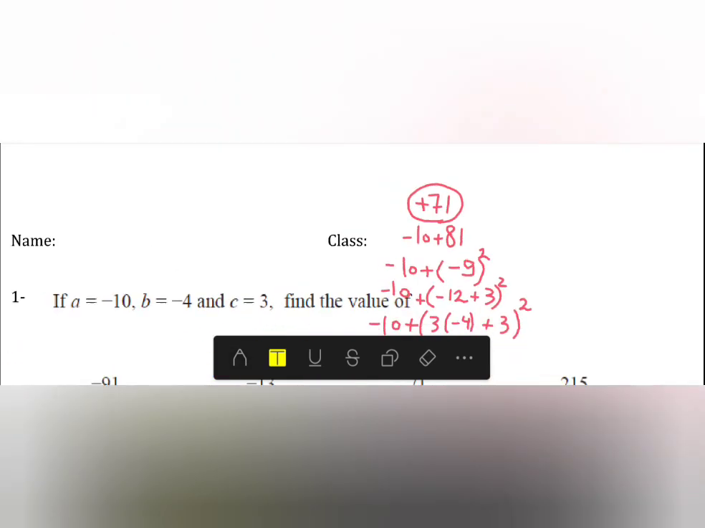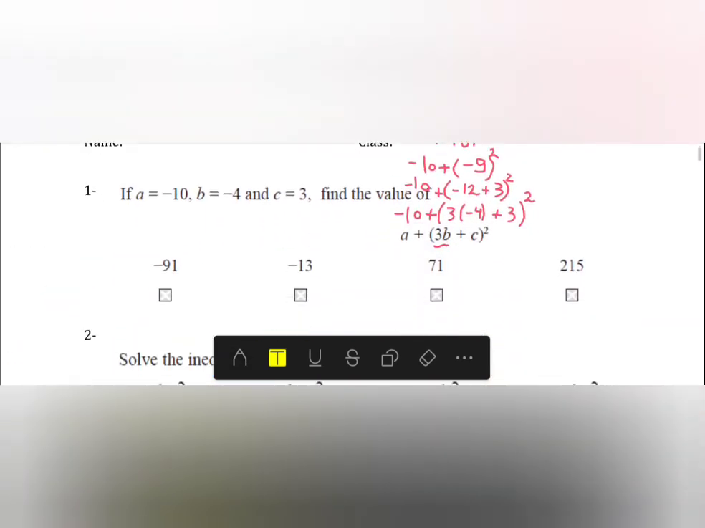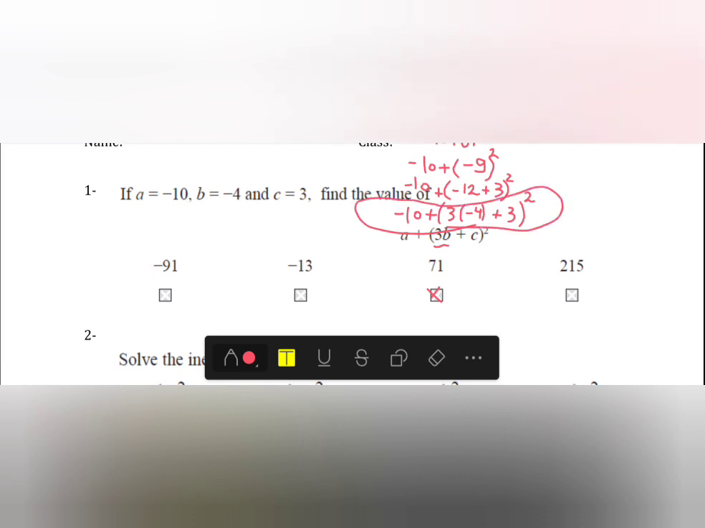Now, let's go back, and we can find 71 here. Now, to make sure that your answer is correct, you can put the whole thing here in the calculator, and it will give you the same answer. Make sure that you write the steps in each question, so you'll get a full mark on the question. Now, let's move on to the next question.